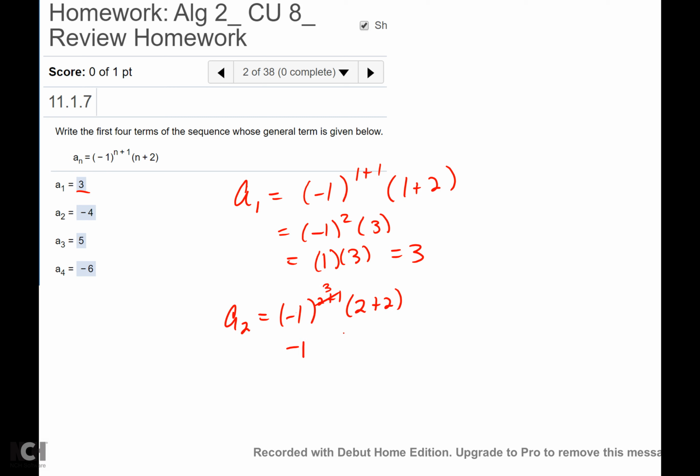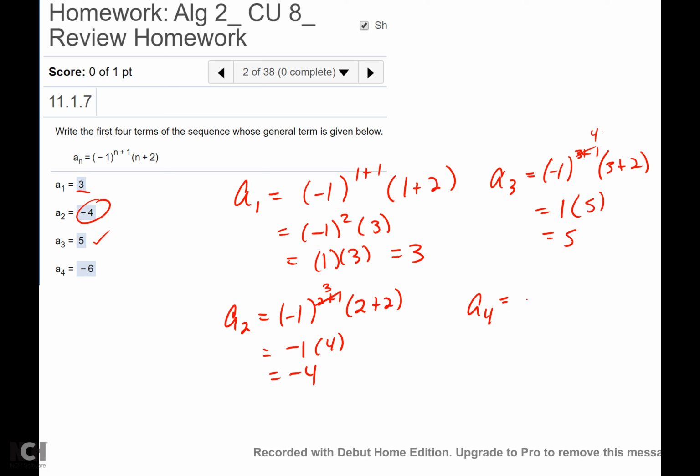3 copies of negative 1 is negative 1. 2 plus 2 is 4. Multiply, it's negative 4. A sub 3 is negative 1 to the 3 plus 1 times 3 plus 2. That's 4. 4 copies of a negative is positive 1. 3 plus 2 is 5. Multiply, it's 5. And a sub 4 is negative 1 to the 4 plus 1 times 4 plus 2. That's 5. 5 copies of a negative is negative 1 times 6 is negative 6. You're just plugging them in and simplifying.